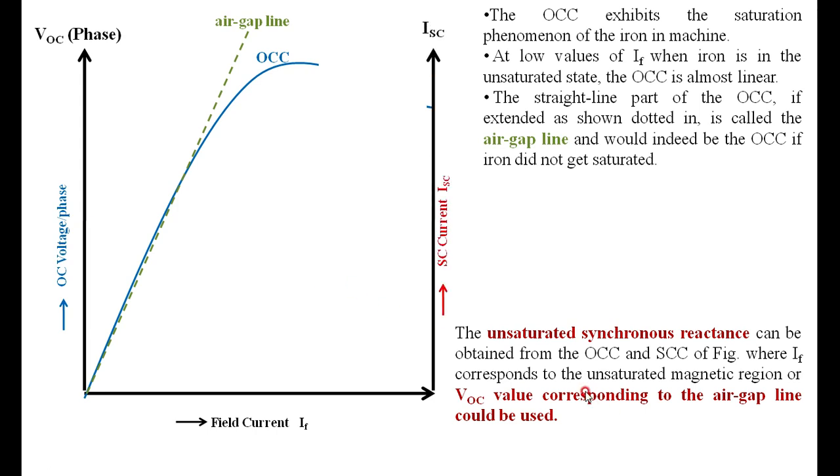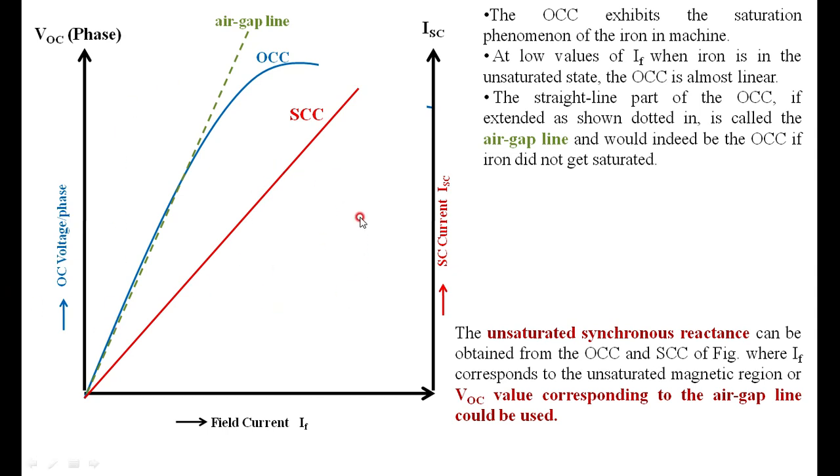Then I have another parameter on a y-axis, that is the short circuit current, ISC. For different values of the field current, I know the different values of short circuit current. Then you draw the characteristics, and what you get is the short circuit characteristics. Therefore, you get two characteristics. One is the open circuit characteristics. The other one is the short circuit characteristics.